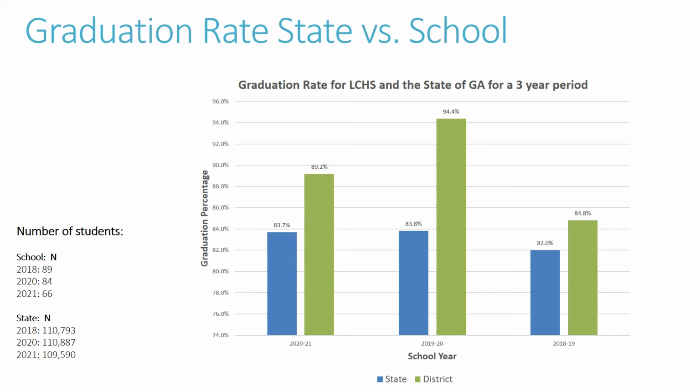Here we are looking at the graduation rate for the state versus LCHS. This spans over a 3-year period, and LCHS has had higher percentages of graduates consistently, although the difference only ranges from 3 to 11% throughout this 3-year period.